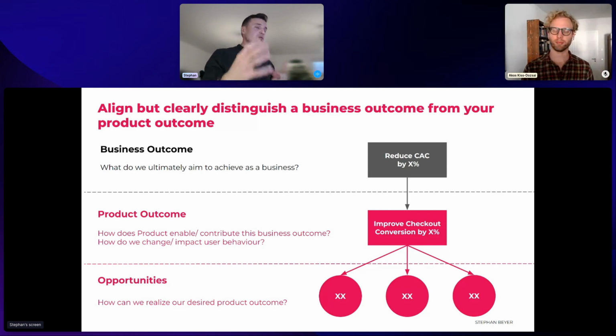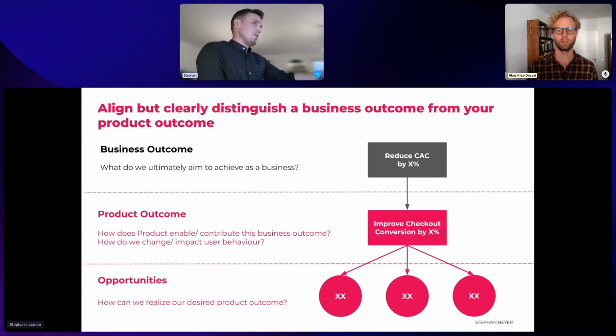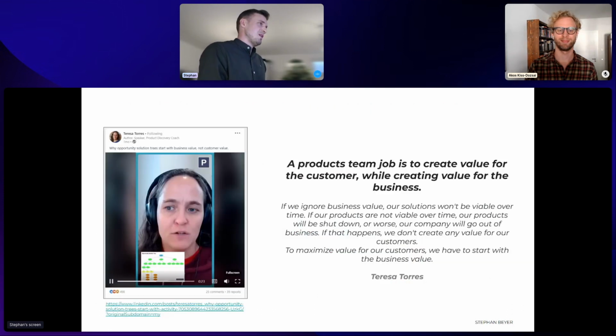And then we can think about what the opportunities behind that are to realize our desired outcome. Some of the questions I've been hearing were, why should we actually care as a product team about the business outcome? Isn't our job purely to optimize for the customer? And I think the best answer to that has already been given by Teresa Torres herself. Akos mentioned the book in the beginning, highly recommendable. Read it. I have read it twice already, and the second time there were even more learnings for me.